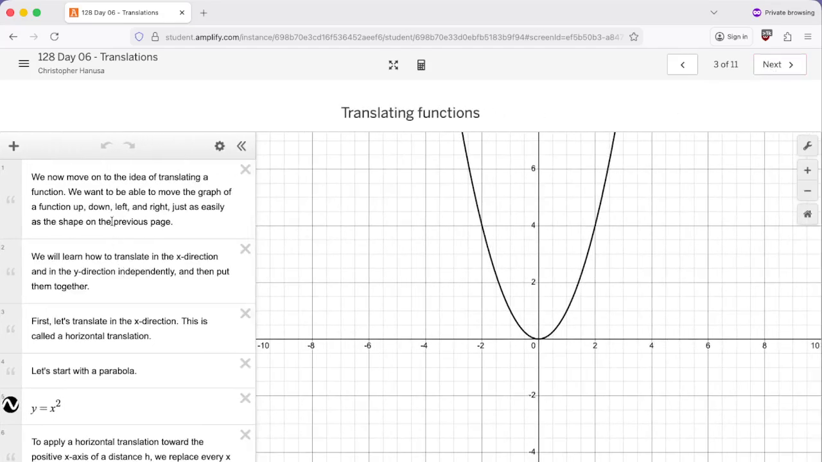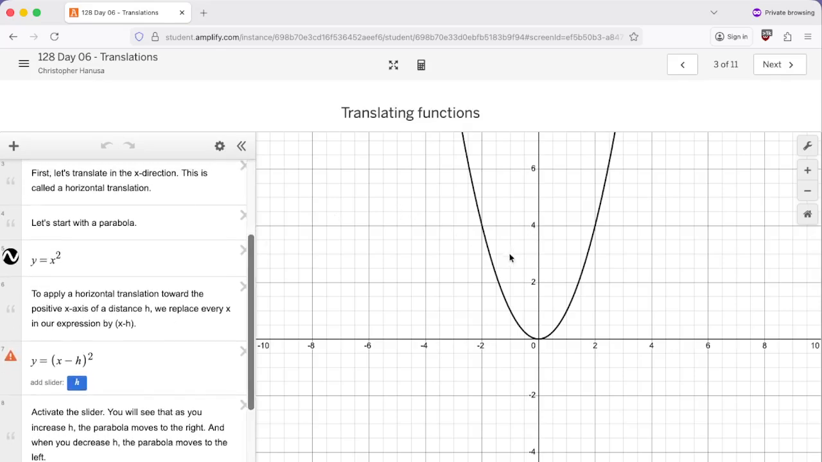Okay, so we now move on to the idea of translating a function. So we want to not just move a shape, but we want to move a function over. So let's translate this function first in the x direction. So what we're going to do is we're going to start with our parabola, and we're going to apply a horizontal translation towards the positive x-axis of a distance h.